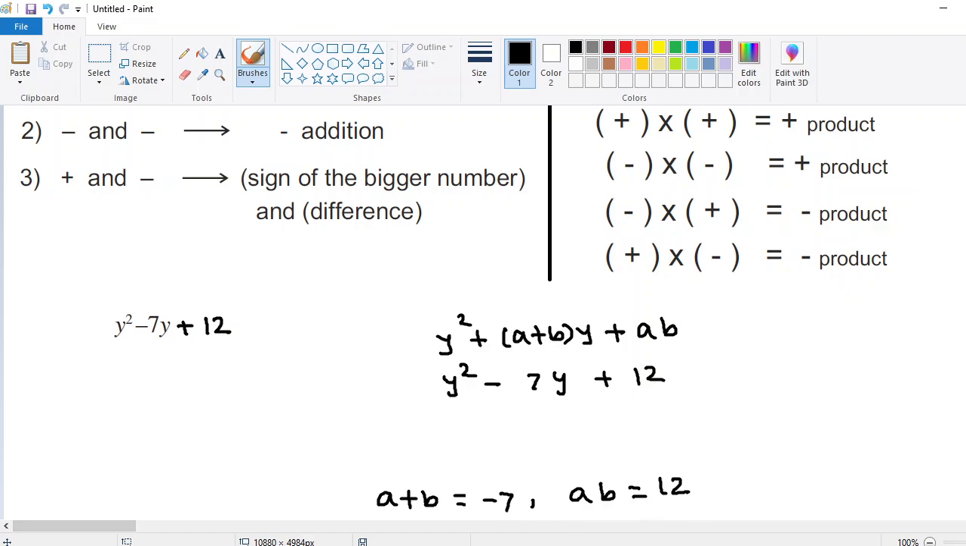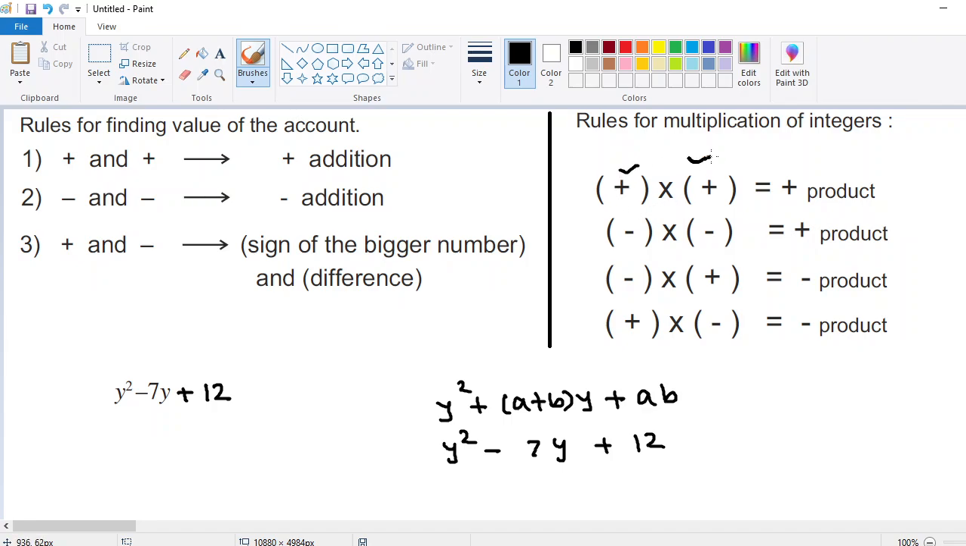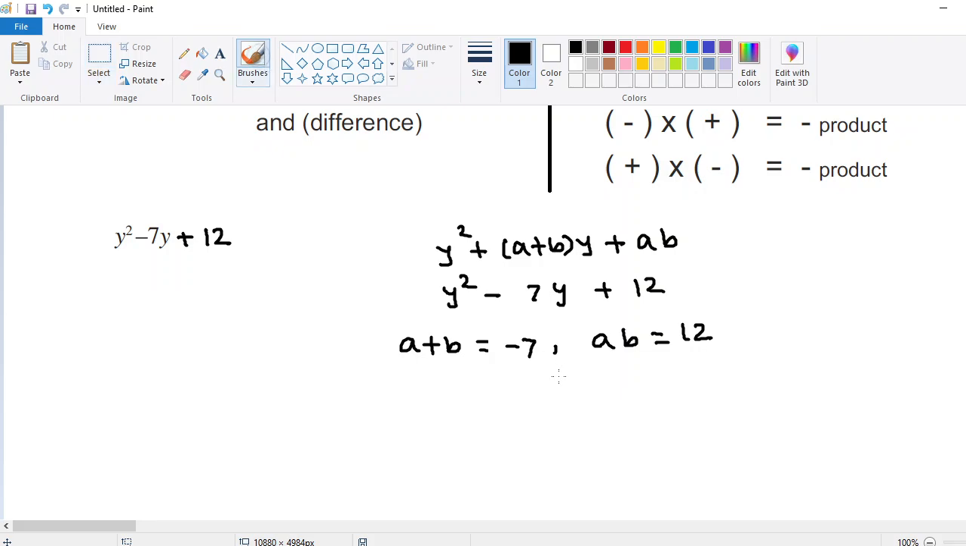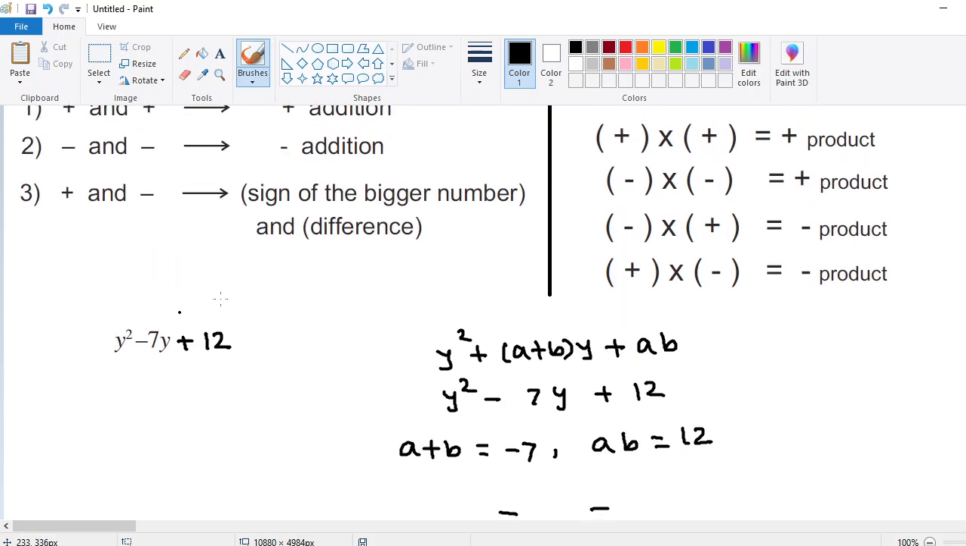Now our product is positive. When the product is positive, either both the numbers are positive or both the numbers are negative. Now who will decide? Our middle term will decide. The middle term is negative, so the numbers which we are looking for will have minus signs. Both are minus because this middle term is negative and minus into minus is plus. That product is 12 over here. Now I will write this with two terms for minus 7y.